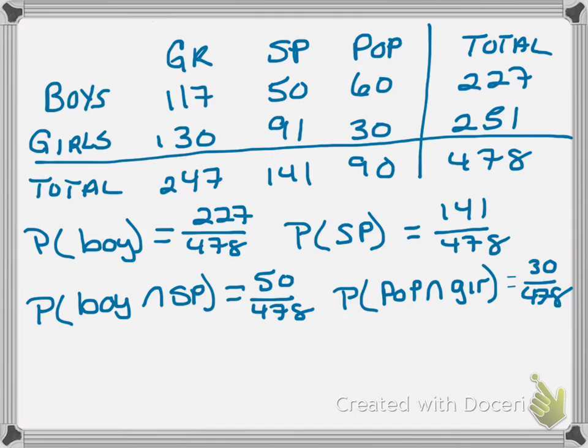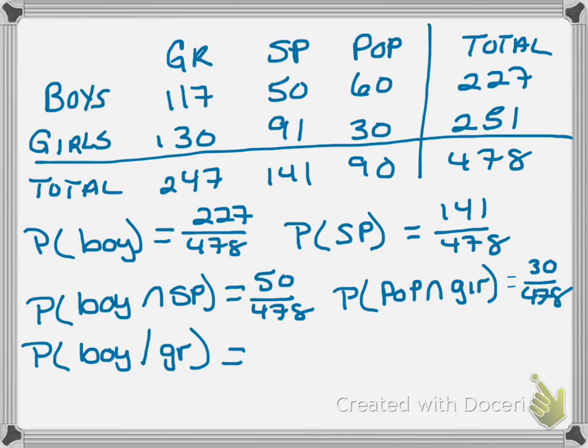Okay, now let's do conditional probability. What is the probability that I was to pick a person at random and they were a boy given they thought grades were important? All right, so now my population is grades. See how it's after the slash is grades. How many total people here have grades?